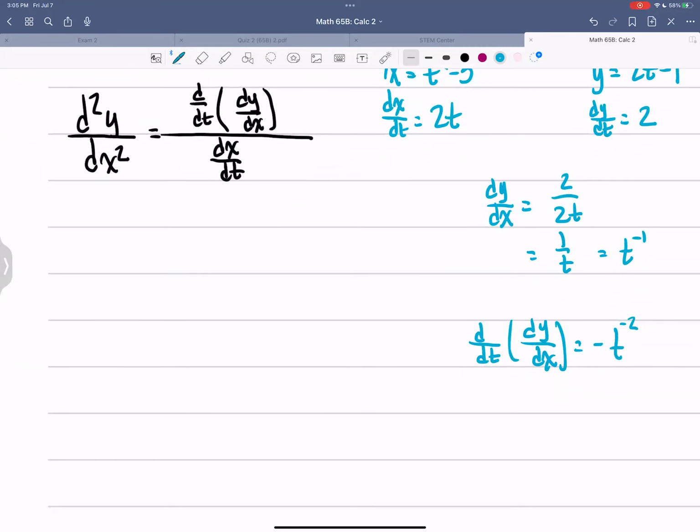So now coming over here, grabbing this information. I'll do this in the room. d2y/dx2 is equal to the derivative with respect to t of dy/dx, which is this right here. So that's negative t to the negative 2 over dx/dt. dx/dt is just 2t.